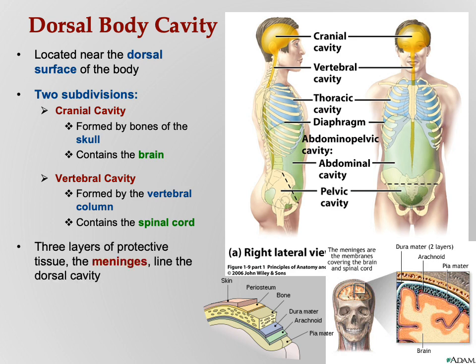Now, the entire dorsal body cavity is lined by 3 layers of protective tissue called the meninges. You may have heard that word before. There are 3 meninges: the dura mater, the arachnoid mater, and the pia mater. Now, you don't have to know those for your first exam, but you will have to know them for your third exam. In my opinion, you might as well learn them now.